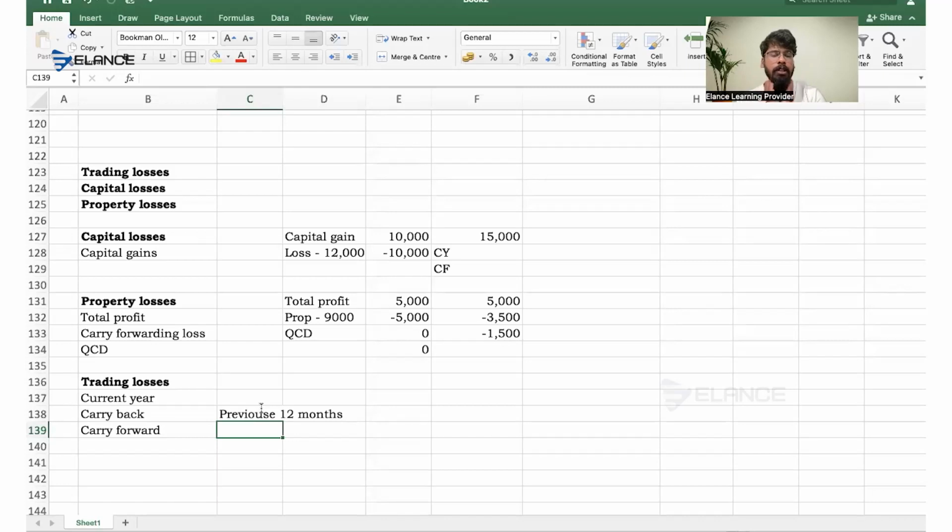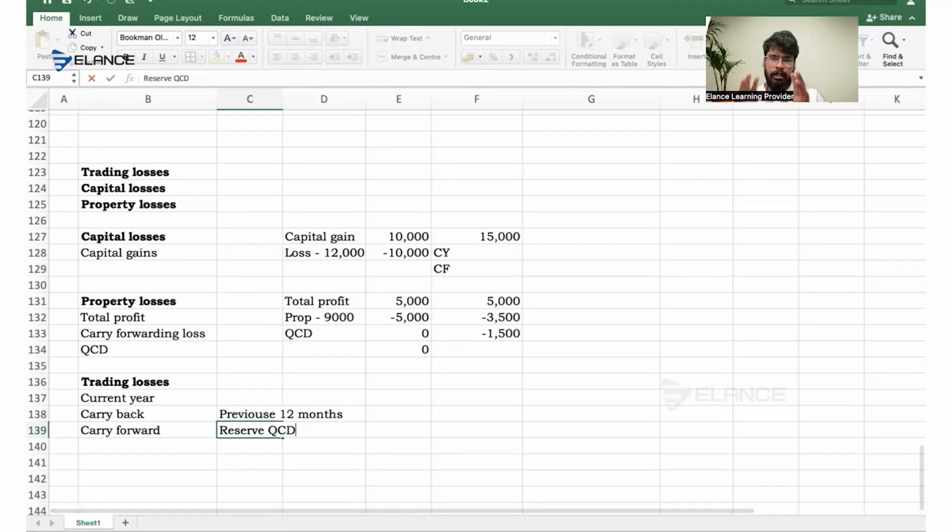We can carry forward the losses to the future, and while we are carrying forward the losses, the same criteria we mentioned in the property losses will apply here. We should reserve QCD. After reserving the QCD, the remaining total profit we can set off.